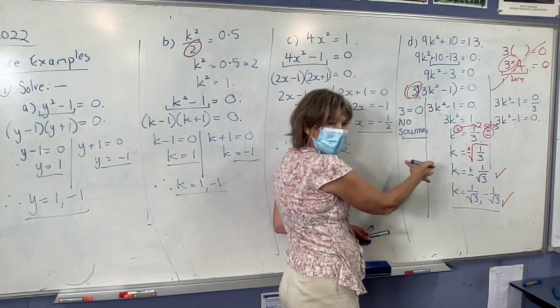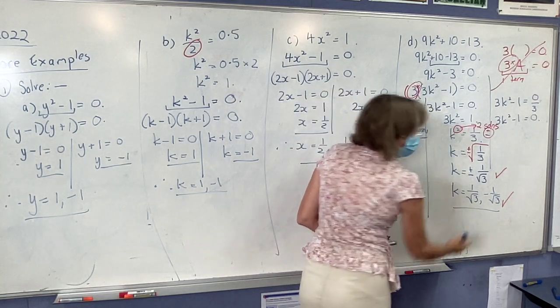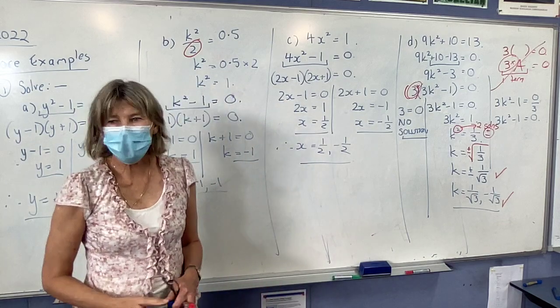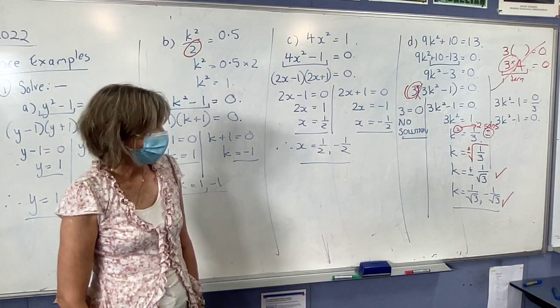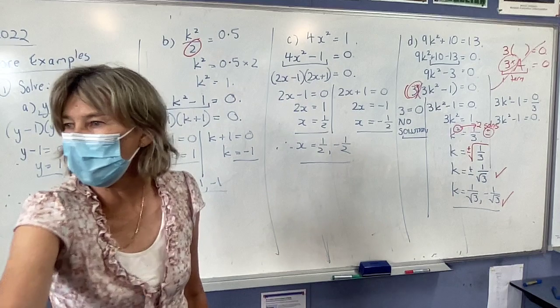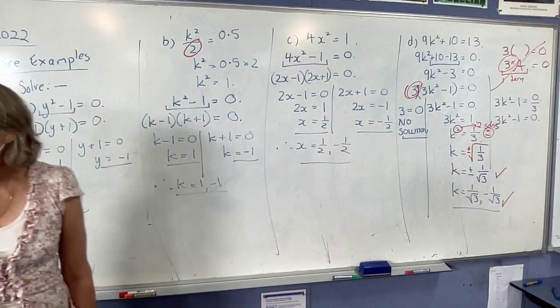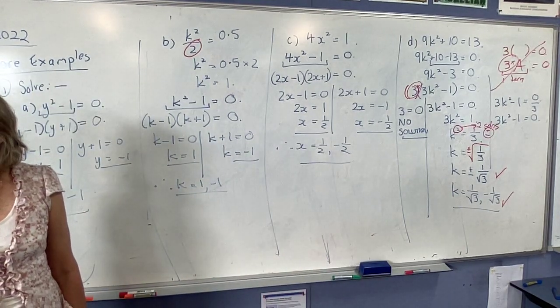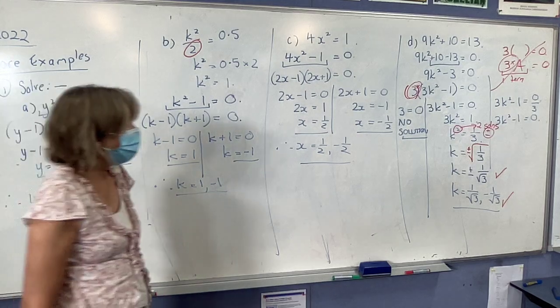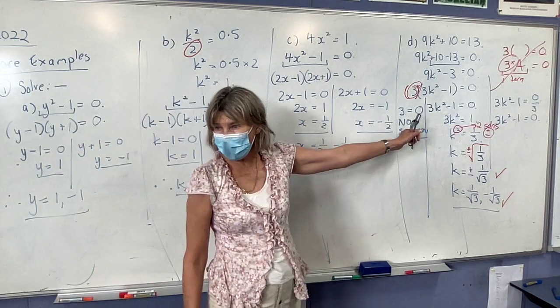So from this section you've got no solution, and here's your two answers. So that one was a bit tricky. Alright, make sure you've got that all copied down. In the test, would we have to do what you just did? Write 3 equals 0 and then no solution? You don't have to if you know what's going on.